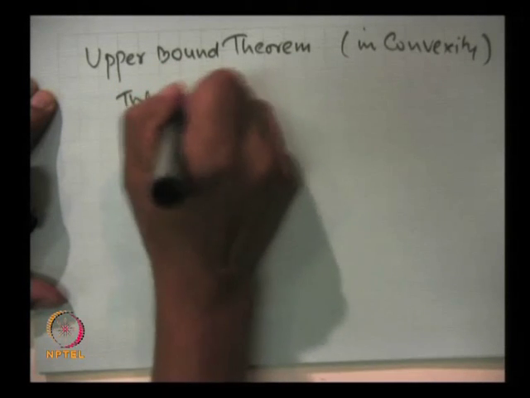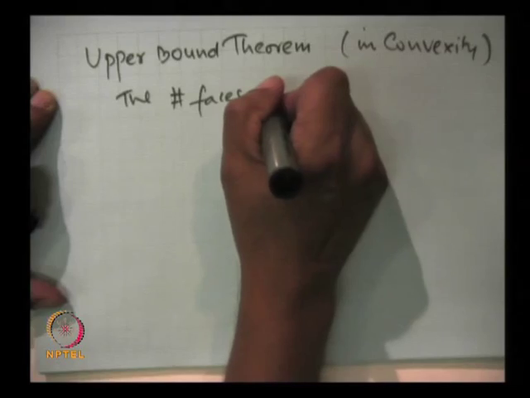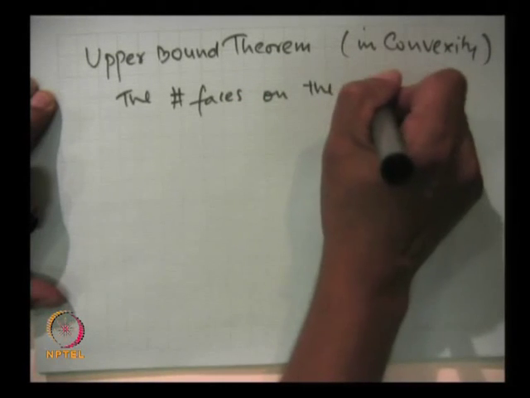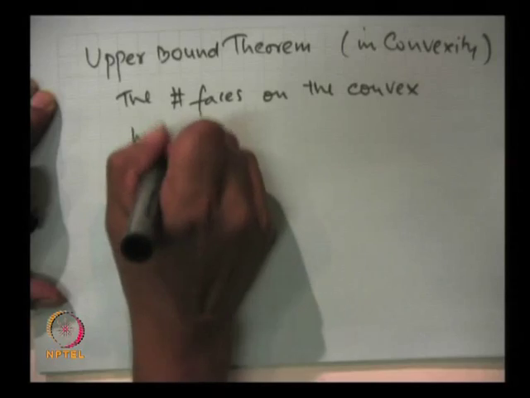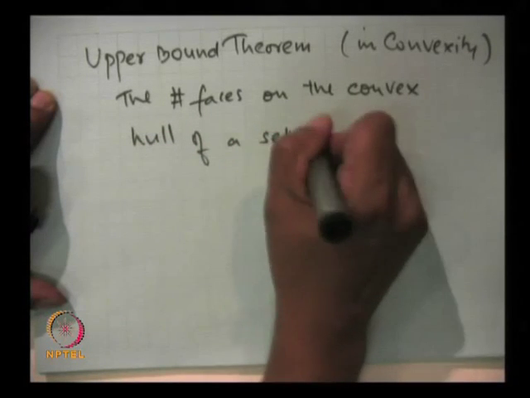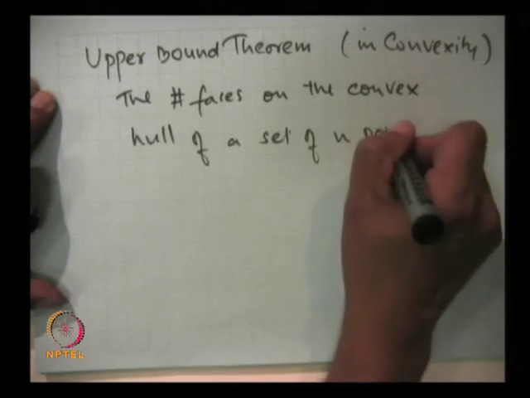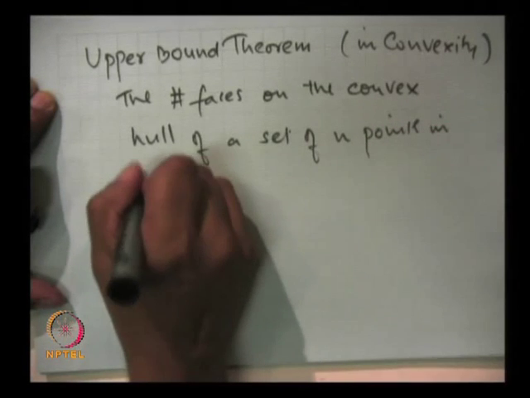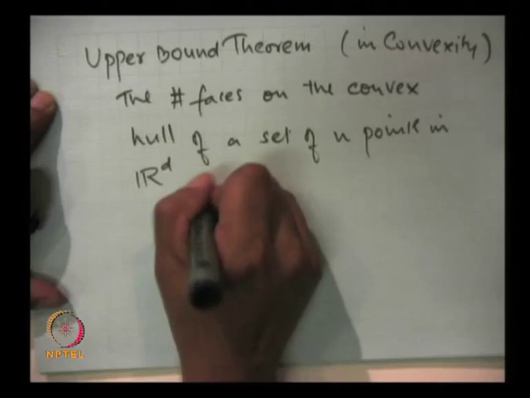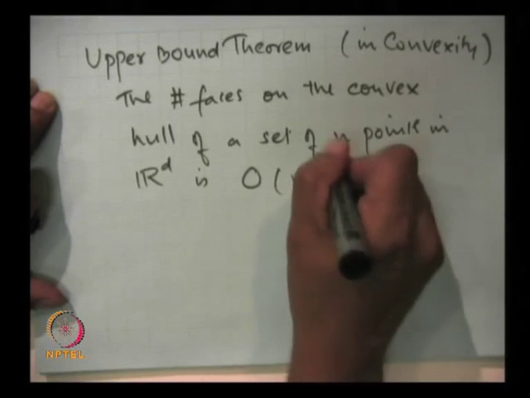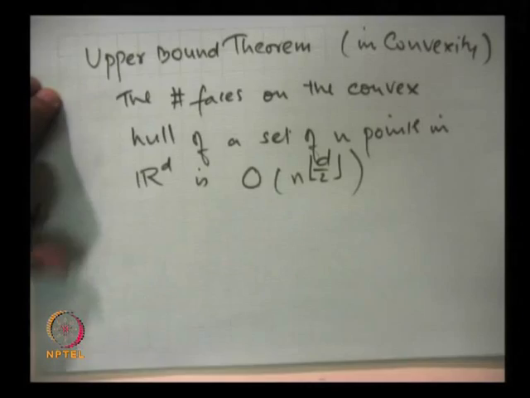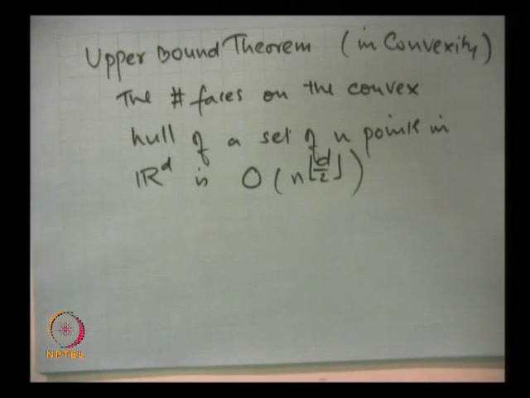The number of faces on the convex hull. Now, in our case, when you are looking at the Voronoi diagrams in d dimensions, it was a convex hull in d plus 1 dimensions. So, you take the floor of d plus 1 over 2, which is the same as the ceiling of d over 2, and that is what I had said last time.